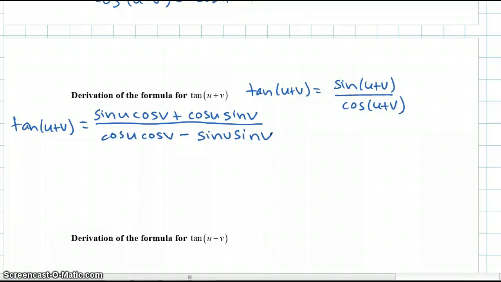So just like when we did the trig identities, let's go ahead and multiply by a form of 1, which will give us something to make our life a little bit easier. In this case, the one that we're going to do, and you'll see why we chose this one, is going to be 1 divided by cos u cos v. So we're multiplying top and bottom by 1 divided by cos u cos v.